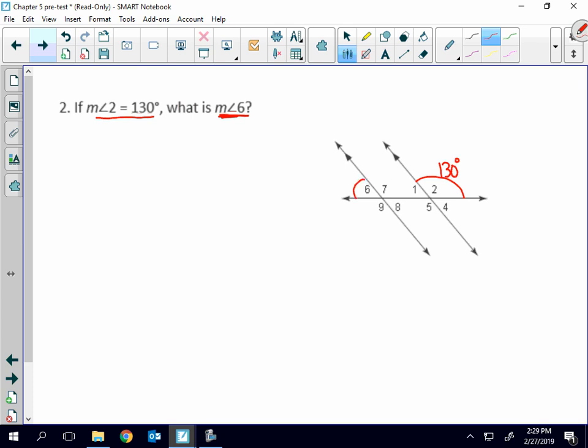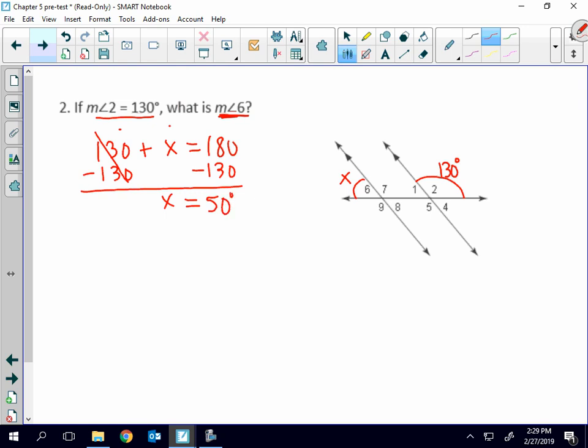Is it the same as angle 2? No, angle 6 is acute. So if they're not the same, the only other option is that they add to 180. So 130 plus angle 6, I'm going to call it x to make it easier for me, plus x equals 180 degrees. They add up to 180. All right, to solve for x, we're going to subtract 130. So x will therefore be 50, or angle 6 is 50 degrees. It doesn't ask me to justify, so I don't need to give a reason for this one, but if it does ask you to justify, do it.